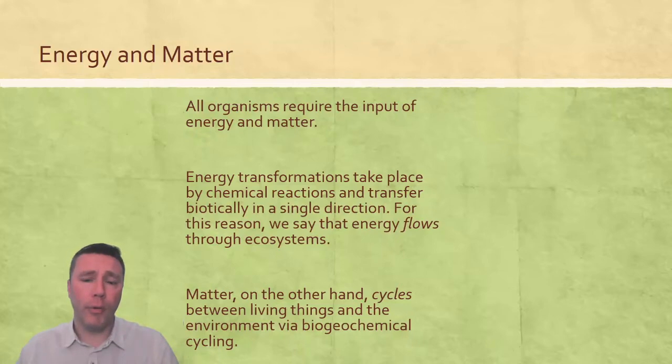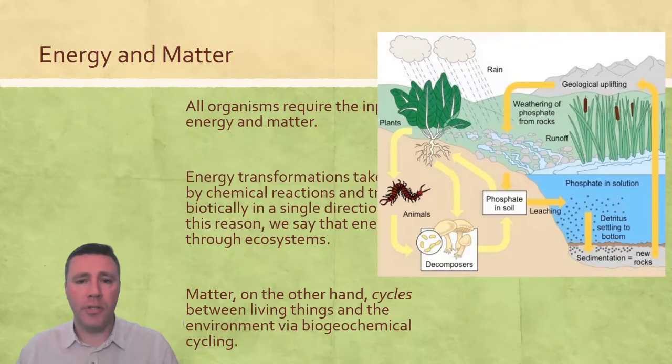Matter doesn't flow through ecosystems, but rather cycles through it. It cycles through ecosystems in what we call a biogeochemical cycle. The bio part refers to the fact that we find those elements sometimes as part of living things. The geo part means that sometimes those elements are incorporated into minerals and rock of the earth itself. And the chemical part refers to the fact that we sometimes find those elements as inorganic compounds in the atmosphere or in water. So this model here takes a look at phosphorus.